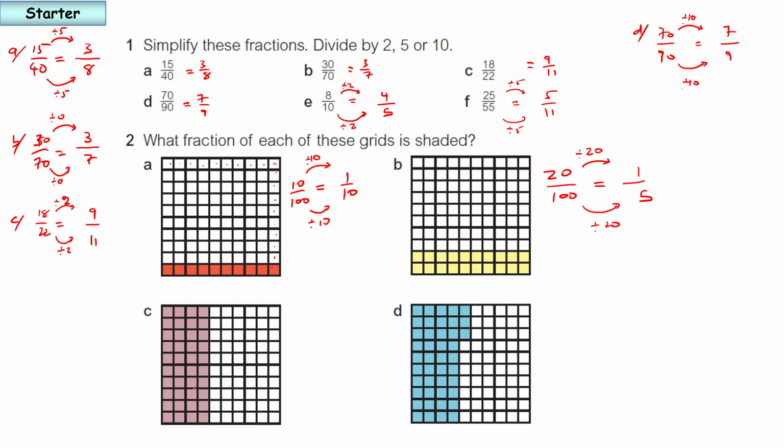Here we've got 40 out of 100. And when I look at it, it's very similar to B, because 20 goes into the numerator and denominator. 40 divided by 20 is 2, 100 divided by 20 is 5. And finally, we've got 10, 20, 30, 40 columns, 43. So that gives me 43 out of 100. Can't simplify that any further.